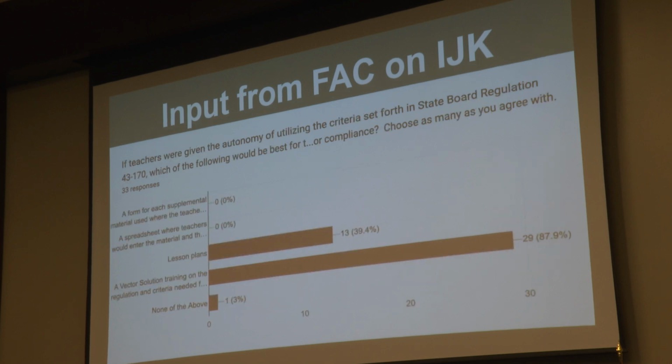The next question: if teachers were given the autonomy of utilizing the criteria set forth in State Board Regulation 43-70, which of the following would be best for the documentation process for compliance? Choose as many as you agree with. The form and spreadsheet had 0%, lesson plans documenting had 13 votes. This last one you have not heard about yet.